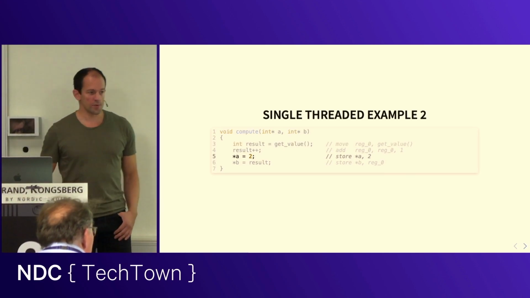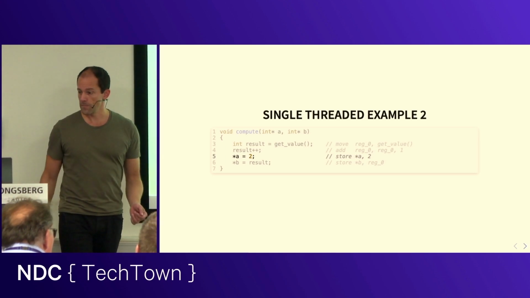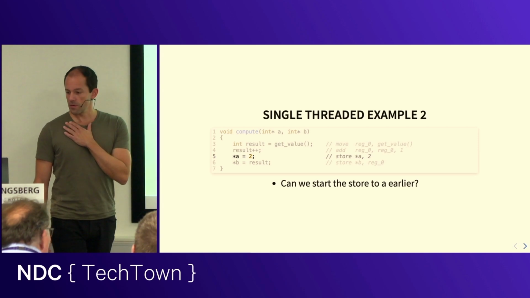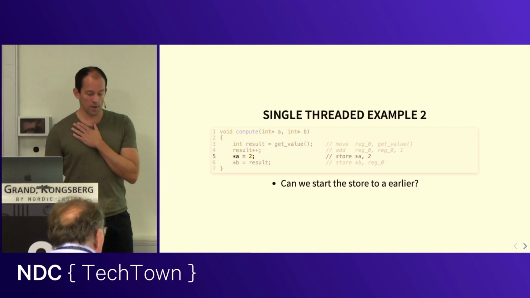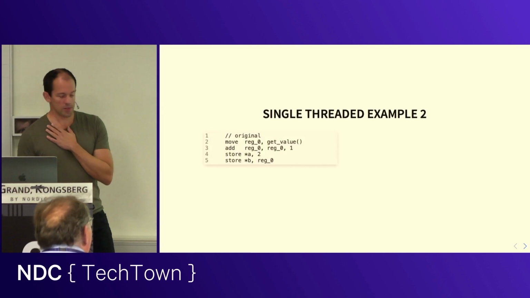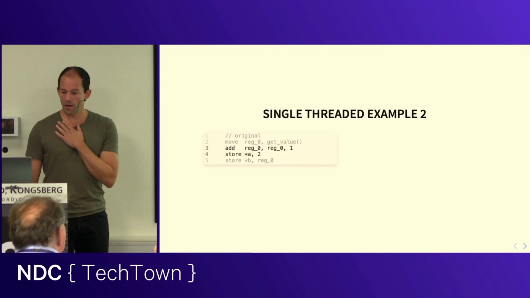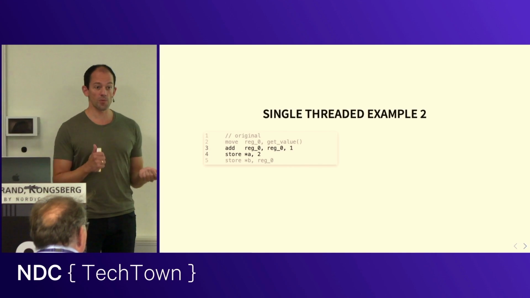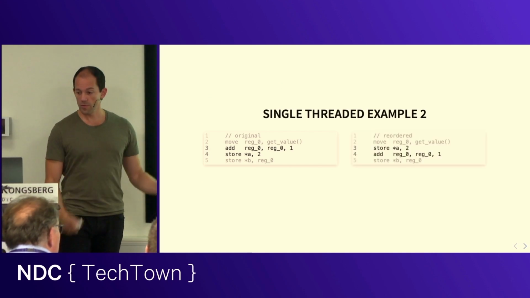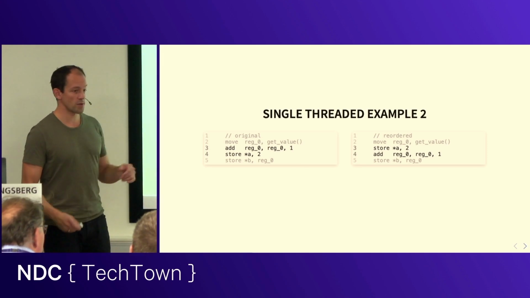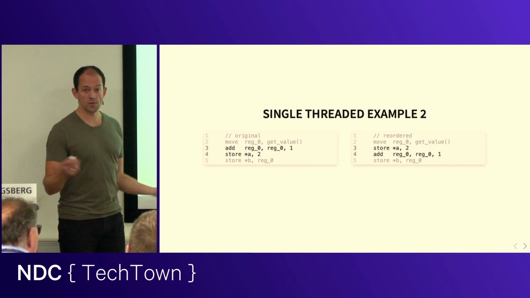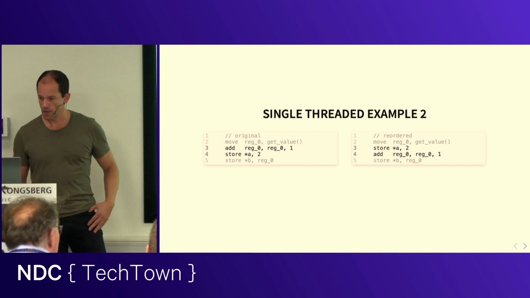And then we can observe that, well, stores also take a long time. Can we start the store to A a bit earlier? Yes, there are some yeses and some nos. So if you have this assembly here, to be more specific, can we reorder these two? Yes. So the compiler or the CPU can reorder those, so you can do the store first and then the add, because there's no dependency between these two, so it doesn't matter which order you actually do those.